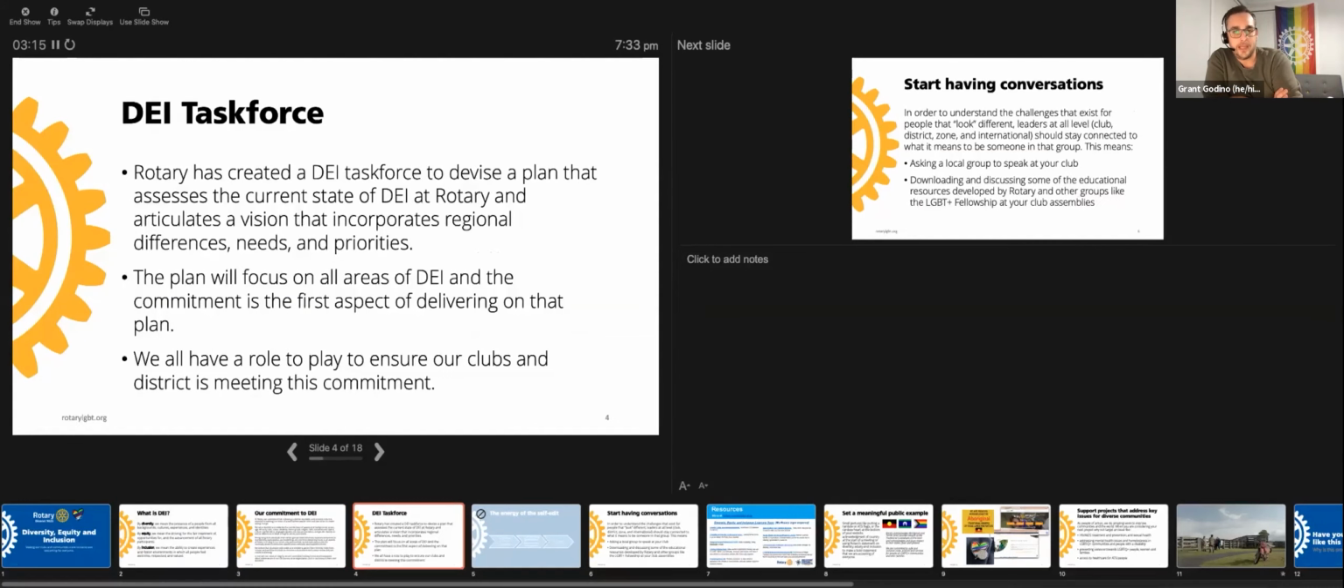They are putting together a plan for diversity, equity, inclusion in Rotary. They put their vision together, which you saw there, but they're going to start to talk about regional differences, needs, and priorities as well. We know that some of these groups are perhaps more invisible in some countries. Indigenous populations, for example, are an issue for us here in Australia, but perhaps not in some parts of Europe. The DEI plan will focus on all areas of DEI, and the commitment is the first aspect of delivering on that plan, which was the slide before.